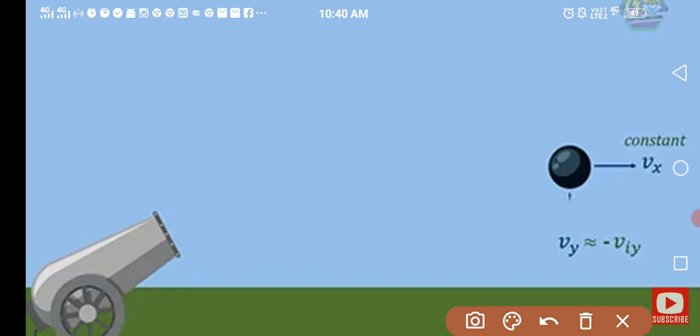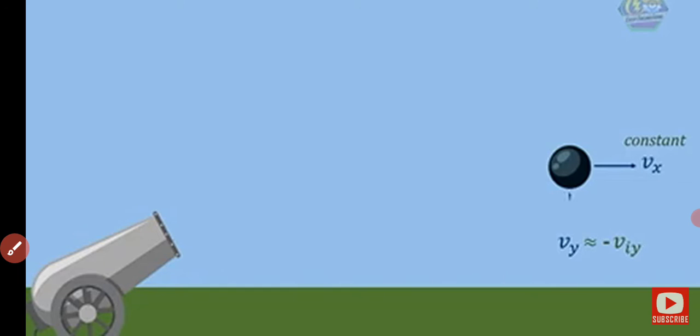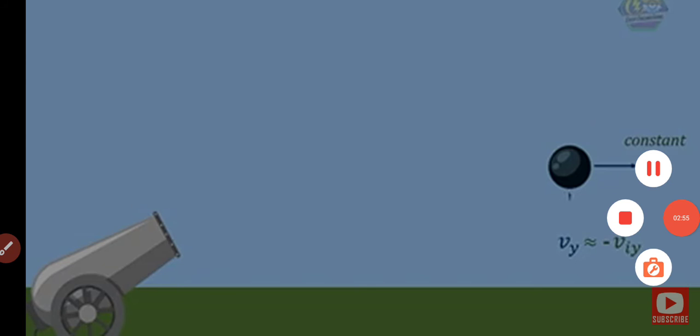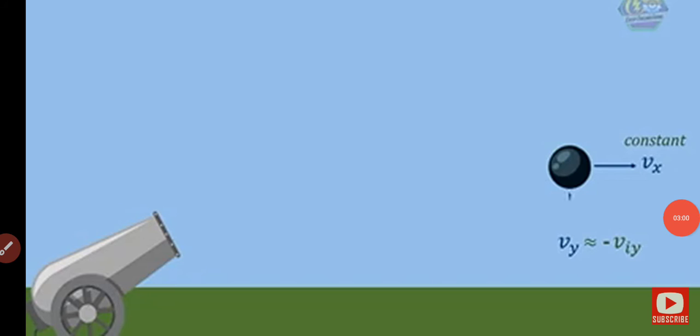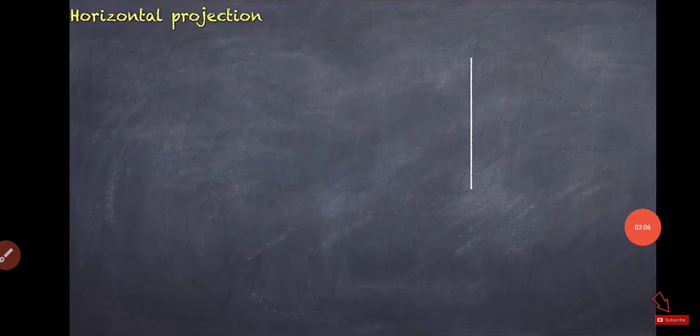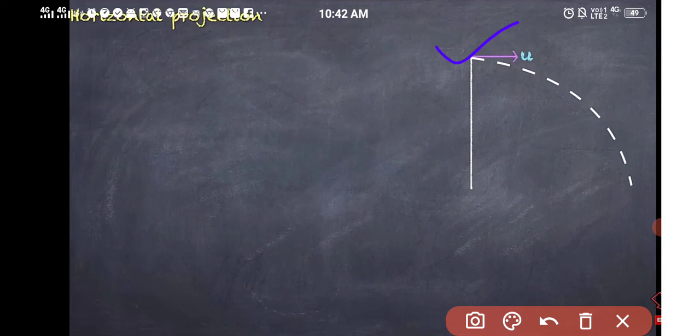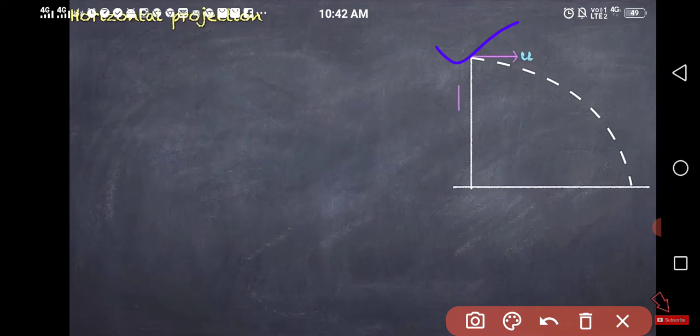Now, as I told you, the path followed by the projectile is parabolic in nature. So this thing we are going to prove now. Our next question is: show that the path followed by the projectile is parabolic in nature. Let us start. For this we are taking horizontal projection, meaning the object is thrown from a height h. The initial velocity of the object is u, and from this height it is thrown such that it touches the ground at this point.